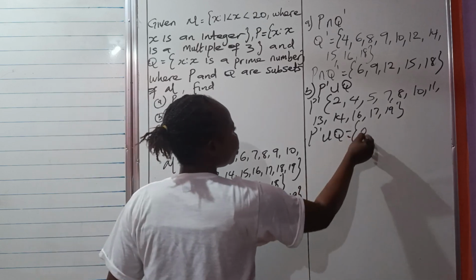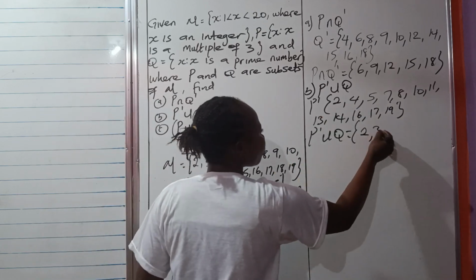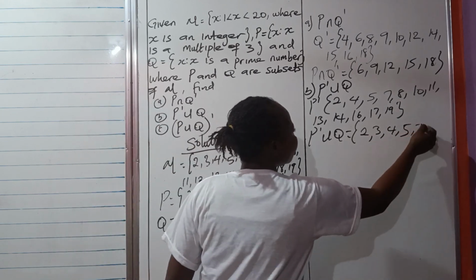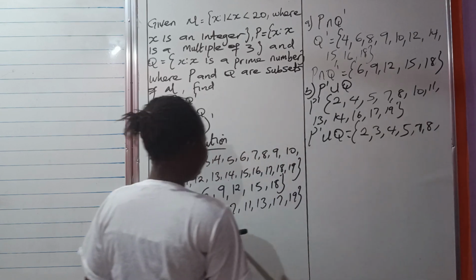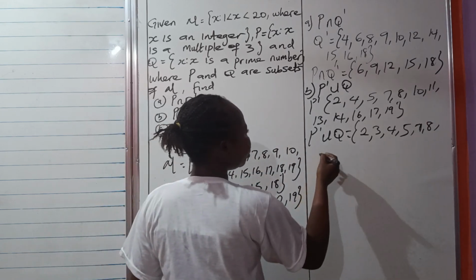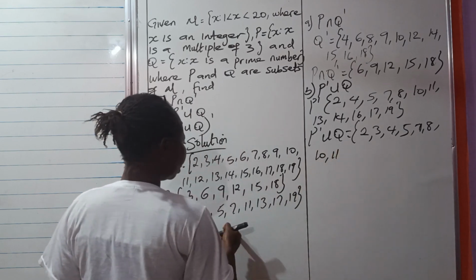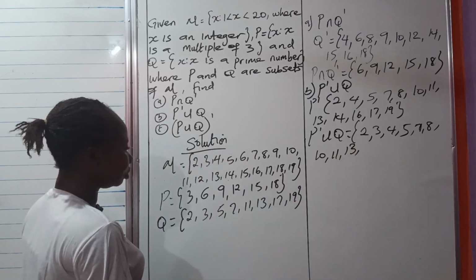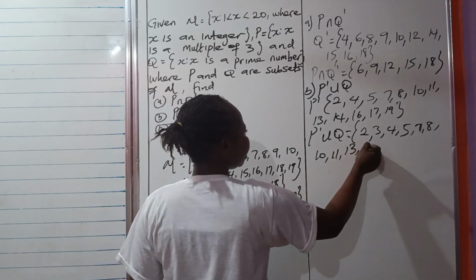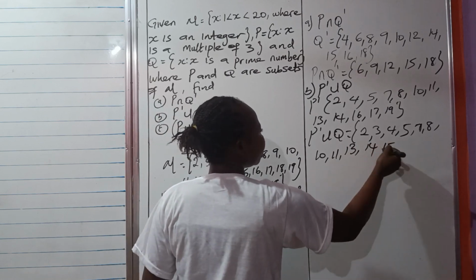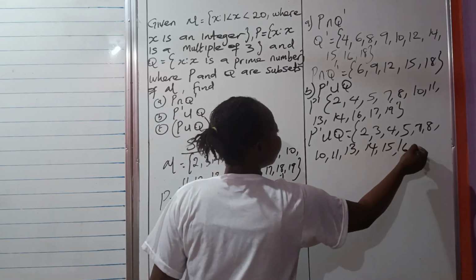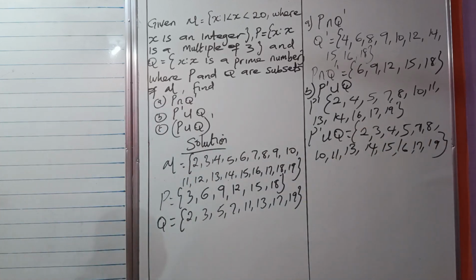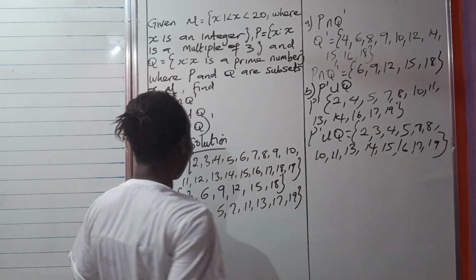So we have 2, 3, 4, 5. Is there 6? No. 7, 8. Is there 9? No. Then we move to 10, 11, 12. 13, 14, 15, 16, 17, and 19. These are the union of the two. That is the combination of P prime and Q.